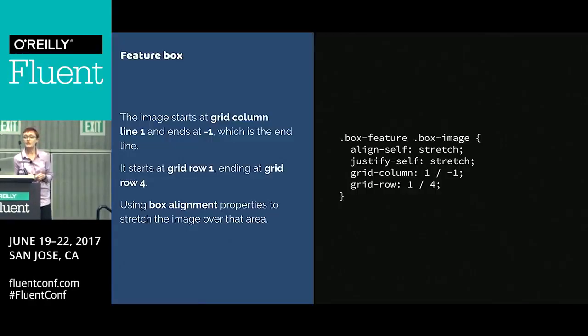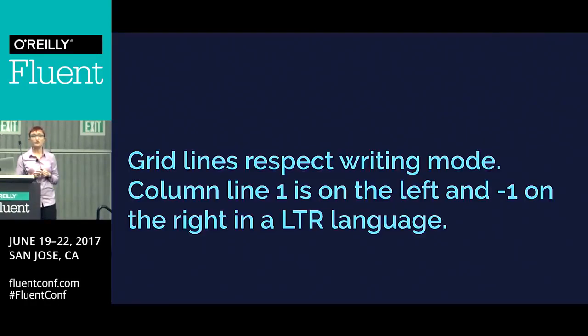So I'm using line-based positioning to stretch that image over the grid area, from column line 1 to column line -1. That's the first to last column line of the grid. It's worth noting that grid respects writing mode. I'm working in English, so column line 1 is on the left-hand side of the document and lines count up from there, and they count from -1 from the right-hand side, so you can count back across the grid. But if we were working in a right-to-left language, that would be reversed, so your right-hand line would be line 1.